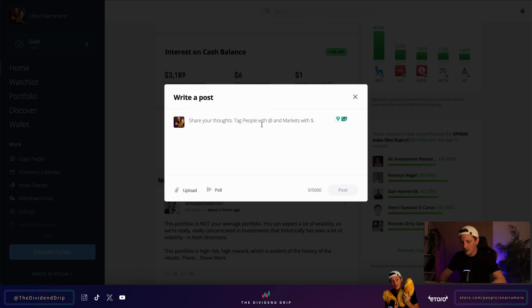Now, when you write something and you want to tag a certain stock, you do your $, and then you say Apple, and it will come up with Apple. There you go. That has then tagged Apple as a stock. So anyone that's on the Apple stock feed, underneath that, there's a news feed, and they will see your message in there. And I will show you that shortly as well, okay? So we're going to use Apple as an example today.